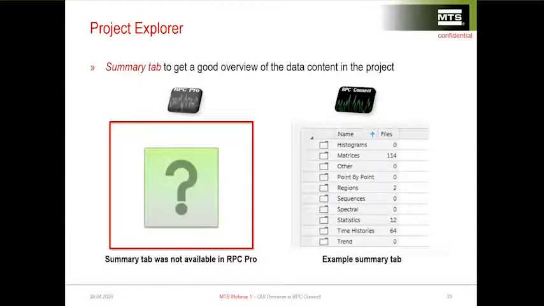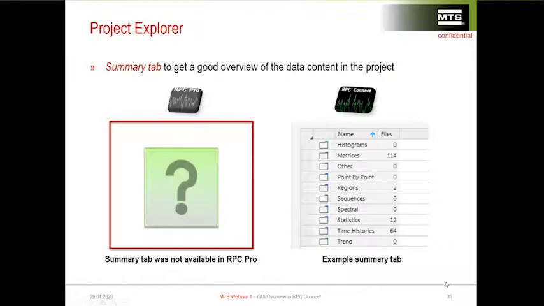Okay, another thing we implemented here in RPC Connect is an overview which summarizes what the folder content is. So in this case, for instance, if you are on a project, you just click on the project, and you get a summary view. The summary view tells you, in this case, that we have 64 time histories and 12 statistics. So with that, you can have a quick look at how many files are in your project and if there's any data content in it. So it's a nice feature, nice to have.